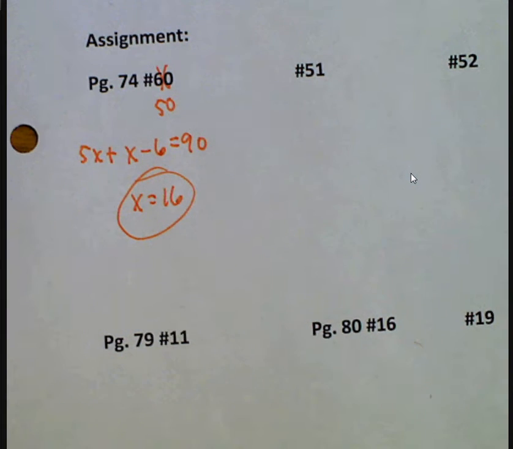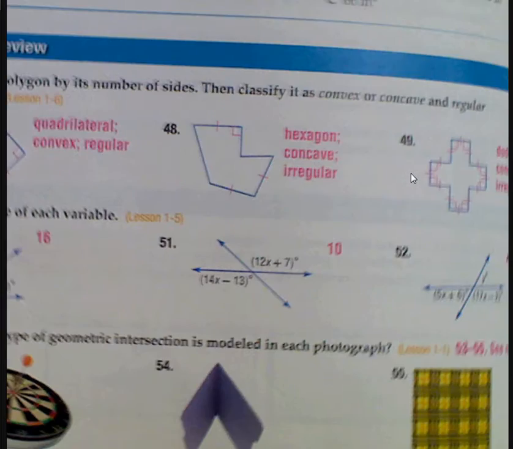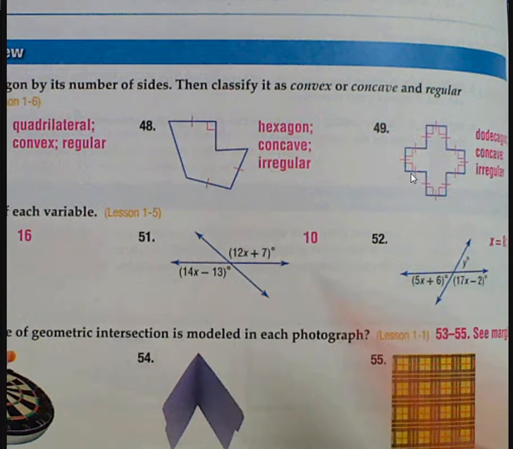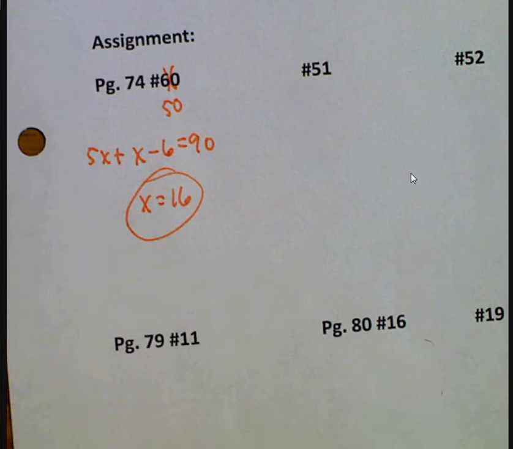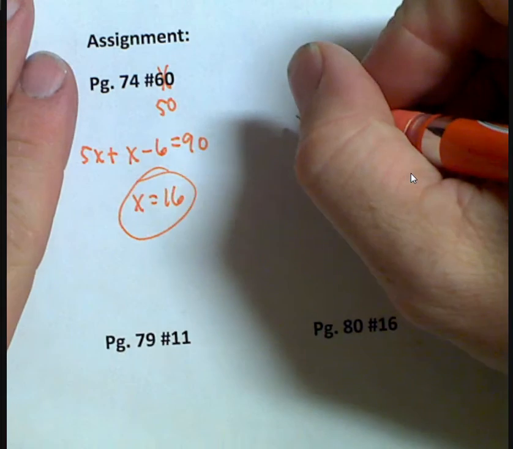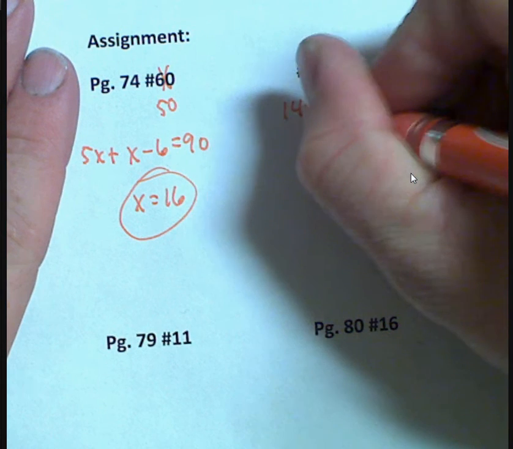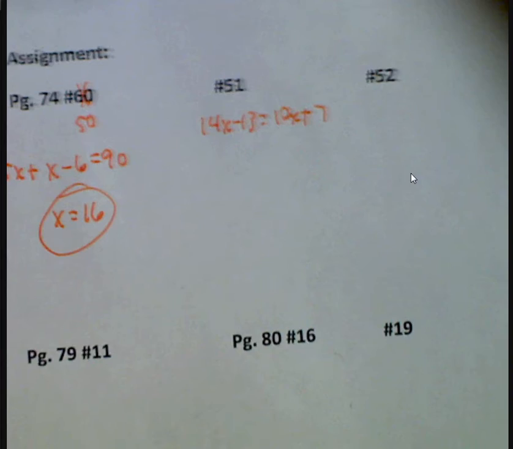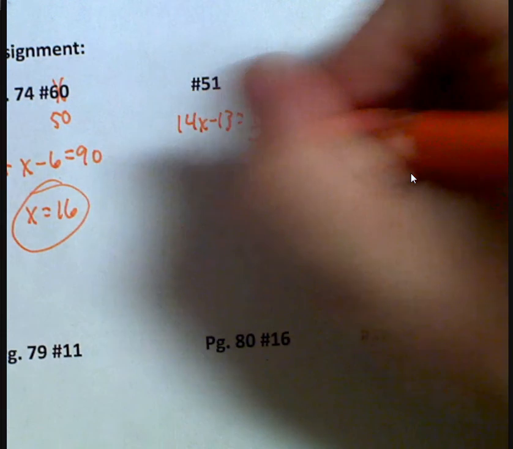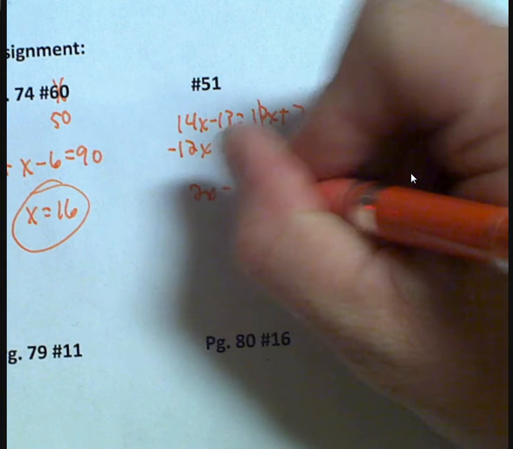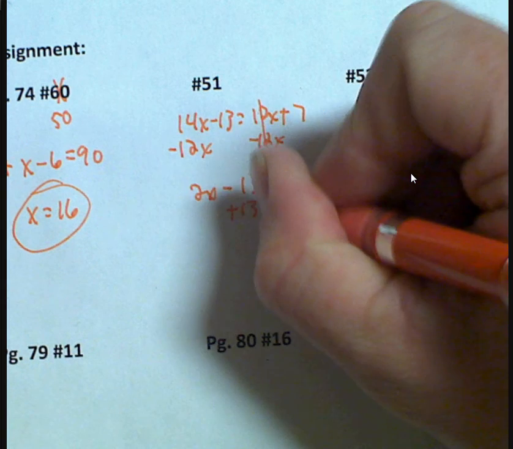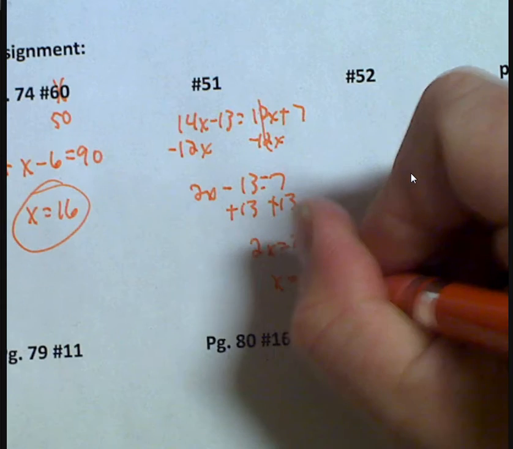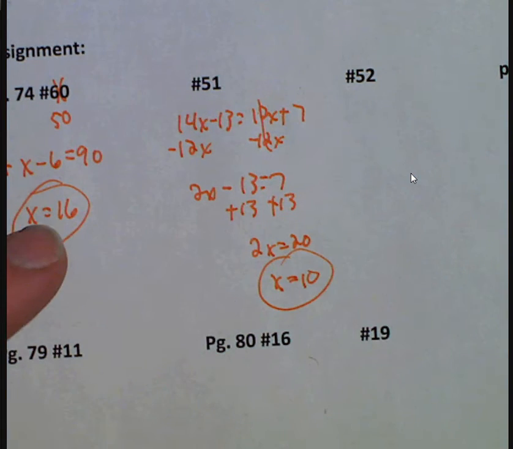Number 51. I have two straight lines. These have to be vertical angles because they're across from each other, which means that they must be equal. So, I have 14x minus 13 has to equal 12x plus 7. If I get rid of my 12x, I get 2x. Add 13, 2x equals 20. Divide by 2, and I get x equals 10.